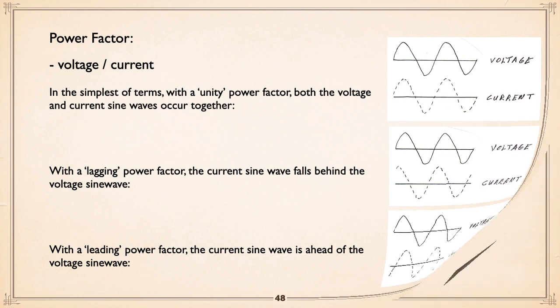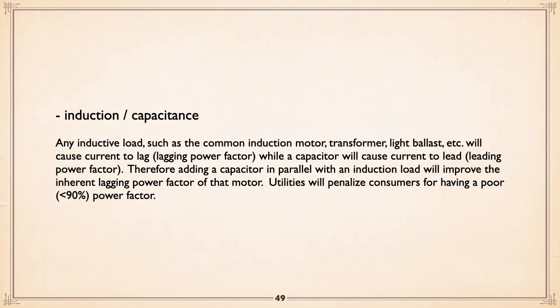Now, what causes that? Any inductive load: a typical induction motor, transformers, light ballasts. Nowadays you don't see so much of that because of solid state light ballasts, thank God. Any of those inductive things will cause current to lag, and a capacitor has the opposite effect of causing current to lead. Therefore, if you have a bunch of motors, it will cause the power factor to lag, and utilities will penalize you for that. They can sense it. Anything below 90% power factor, they will penalize you for it. You'll see it on the bill. So the motors have caused that.